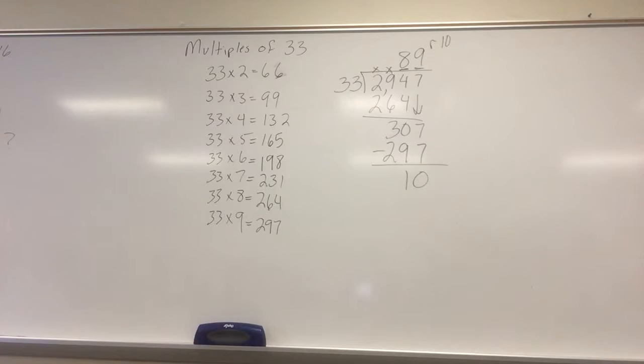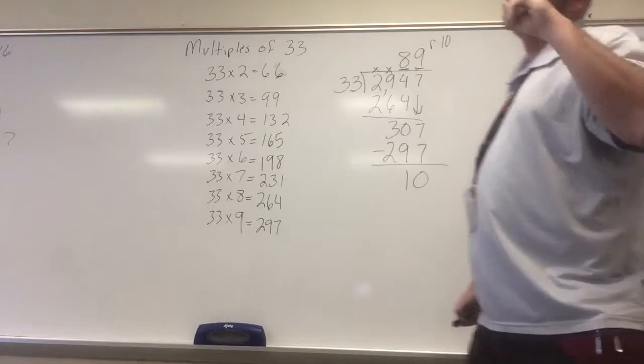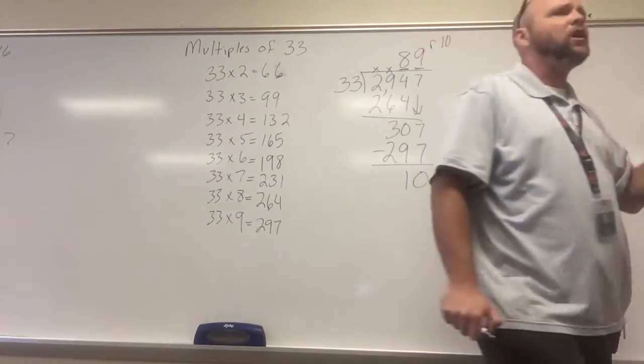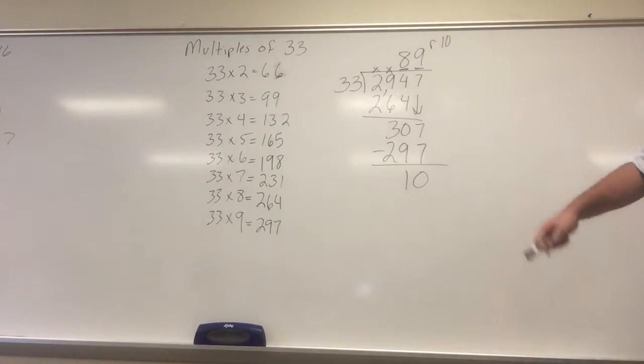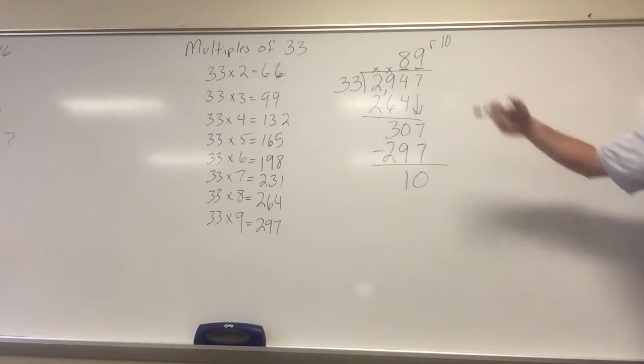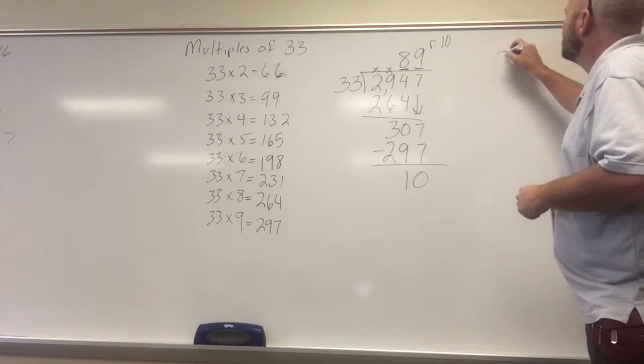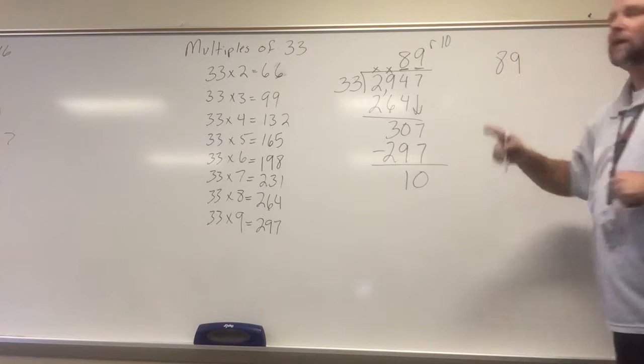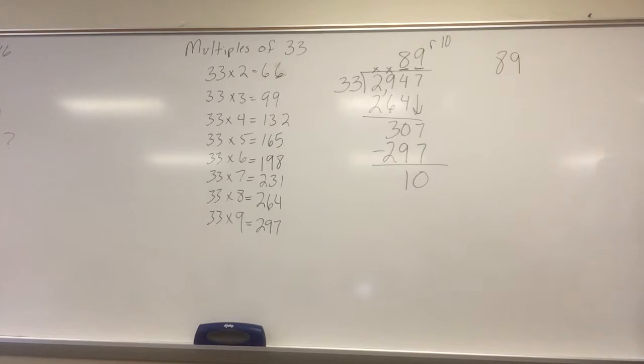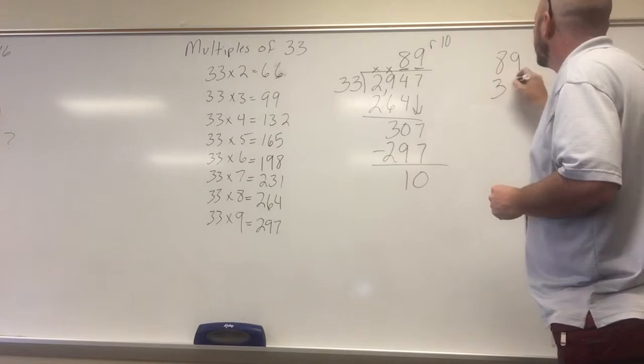Multiplication. And so Katie, the answer is multiplication, which is, what's that called? What kind of operation? The inverse operation. So I can check whether my division's correct by multiplying. I take my quotient, which is 89. I multiply by my divisor, which is 33.